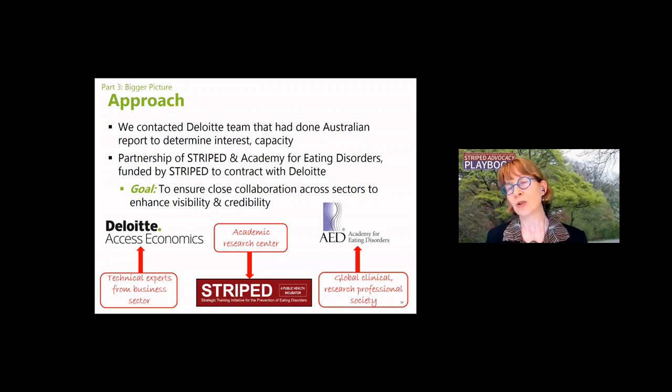And one of the things we were trying to achieve, I'm going to flag this for you, is a cross-sector collaboration. This was not something coming just out of the ivory tower. We had Deloitte Access Economics, technical experts from the business sector, STRIPED, an academic research center based at Harvard School of Public Health, and then the Academy for Eating Disorders brought in the clinical perspective. It's the global professional society for eating disorders clinicians. Now, with this cross-sector collaboration, we felt like we would be really well positioned to then eventually get our message out when we were done. And I'll come to that shortly.